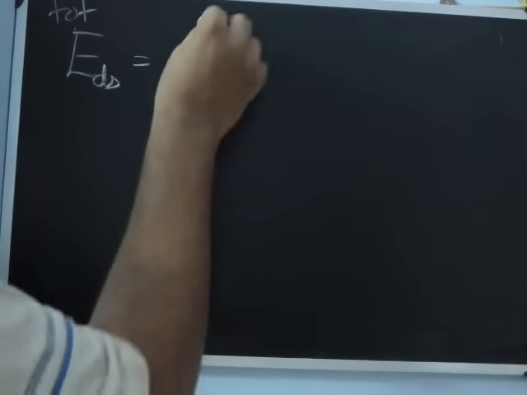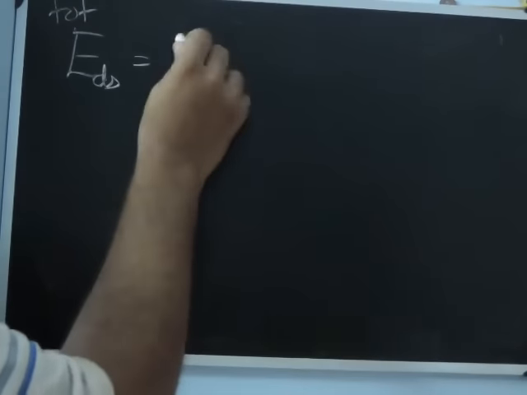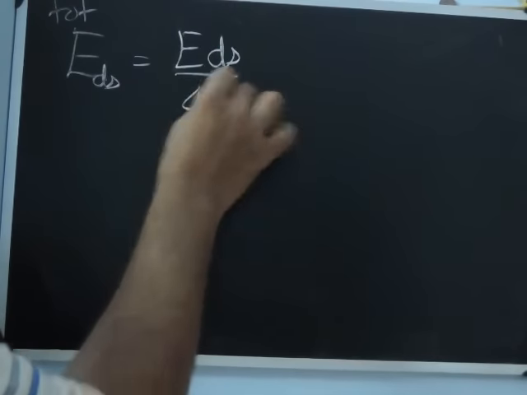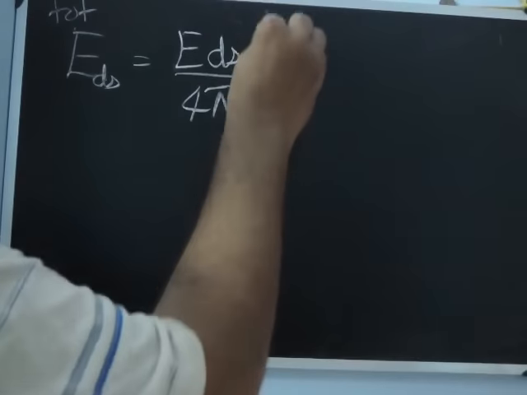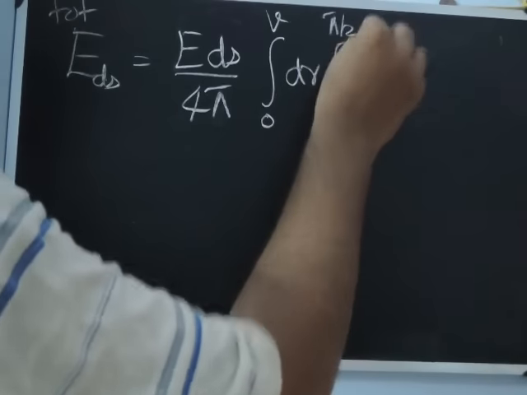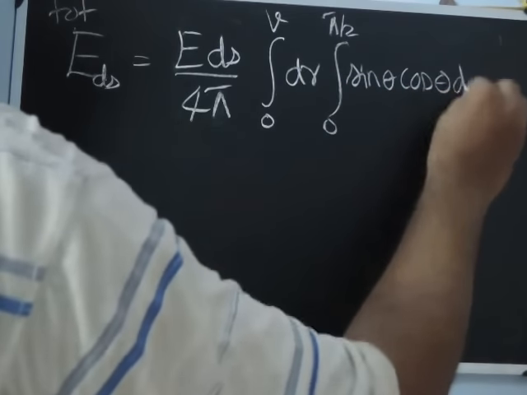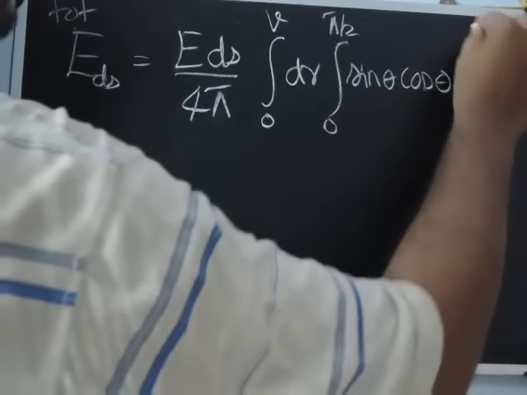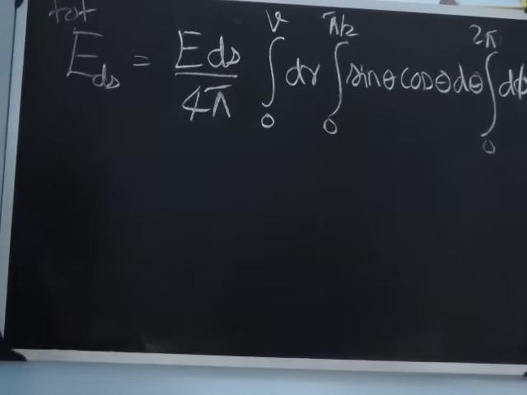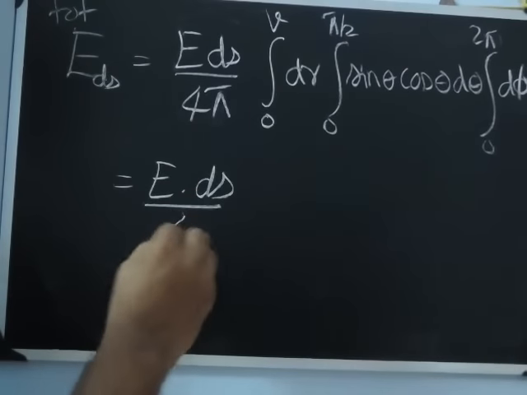So which is the integration, we'll have a triple, okay, I'll just write them separately. So I have E ds by 4 pi, these are all constants. So I'll have integral 0 to V dr, integral 0 to pi by 2 sin theta cos theta d theta, and integral 0 to 2 pi d phi. So these are the limits. So this will be E ds by 4 pi.